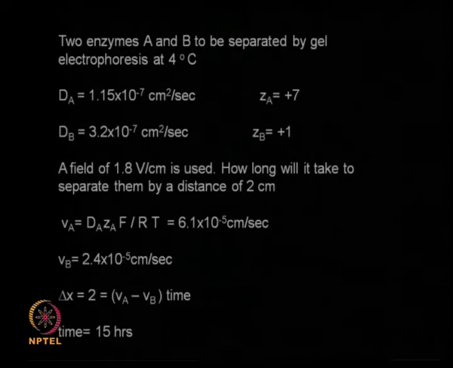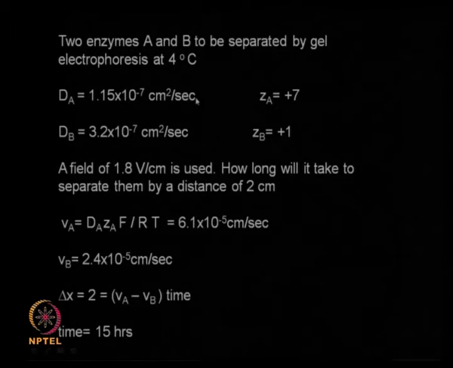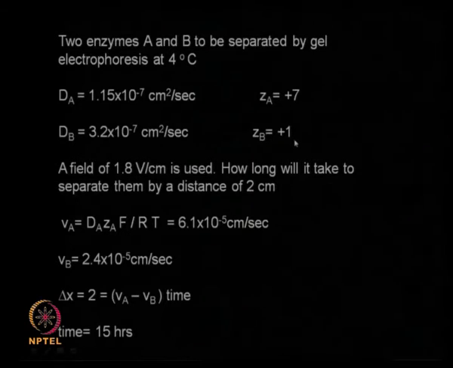Okay, let us look at a small problem using this approach. I have two enzymes, A and B, to be separated by gel electrophoresis. Generally we use this approach, electrophoresis, for separating proteins. I am doing it at 4 degrees centigrade. Now the diffusion coefficient of enzyme A is this much, the diffusion coefficient of enzyme B is this much, that means A has a higher diffusion coefficient than B. Now B has a higher charge, see, this has 7, this has only 1. So because of charge this protein may move faster, but because of diffusion coefficient the other protein will move faster.